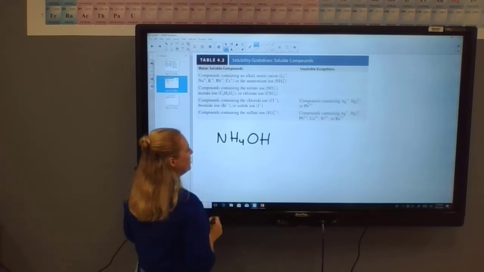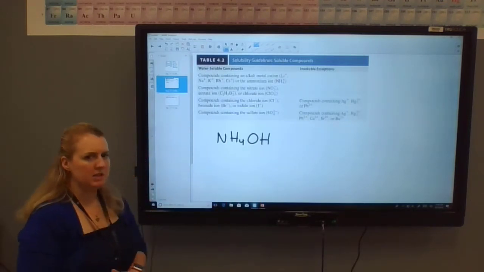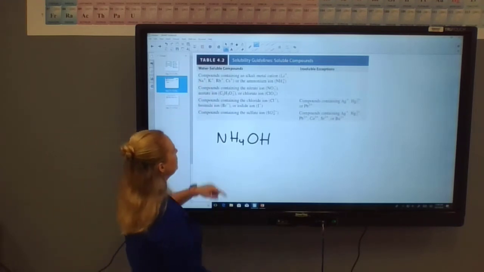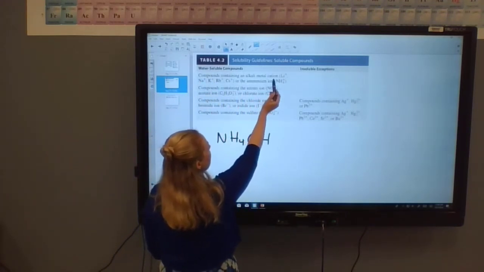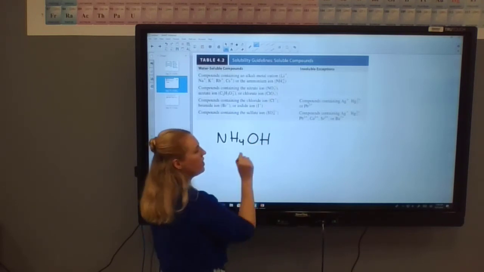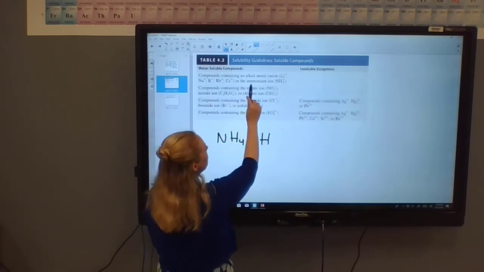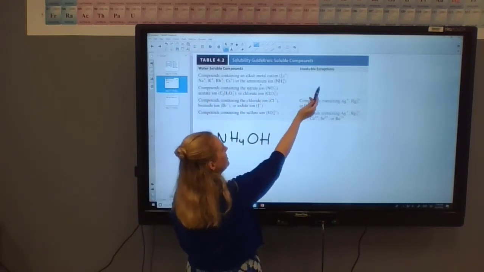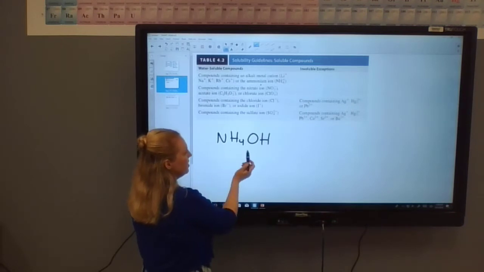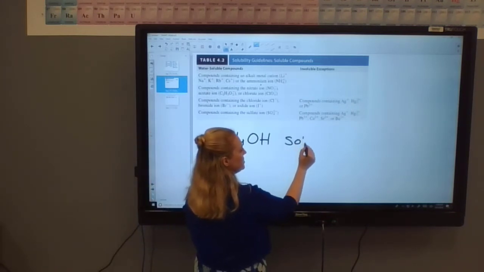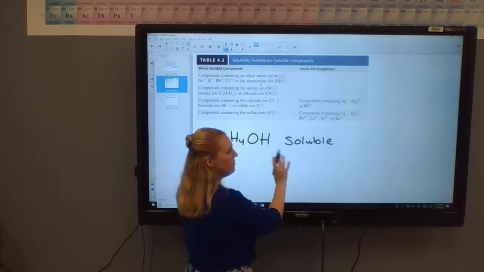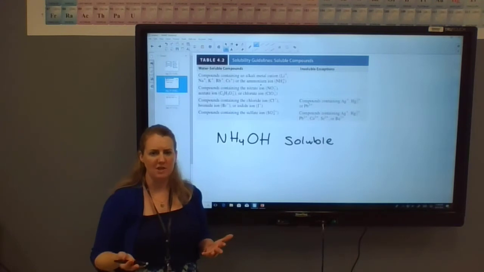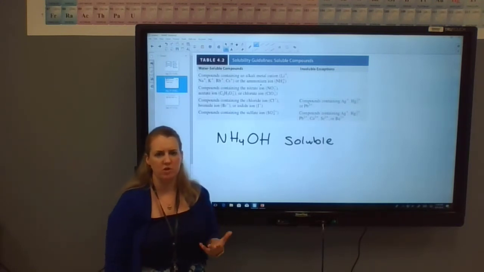Let's say I've got ammonium hydroxide. So ammonium is a polyatomic cation, hydroxide is a polyatomic anion. If I'm looking down the rules, the very first rule here says compounds containing an alkali metal cation, that's everything in group 1 of the periodic table, or the ammonium ion, NH4, are listed as water soluble, and there are no exceptions. Because I contain ammonium, I am soluble, there's no exceptions. Doesn't matter what the rest of the compound is. You do not have to get both parts of this to match to a rule. Only one part needs to match to a rule to determine that it's soluble.